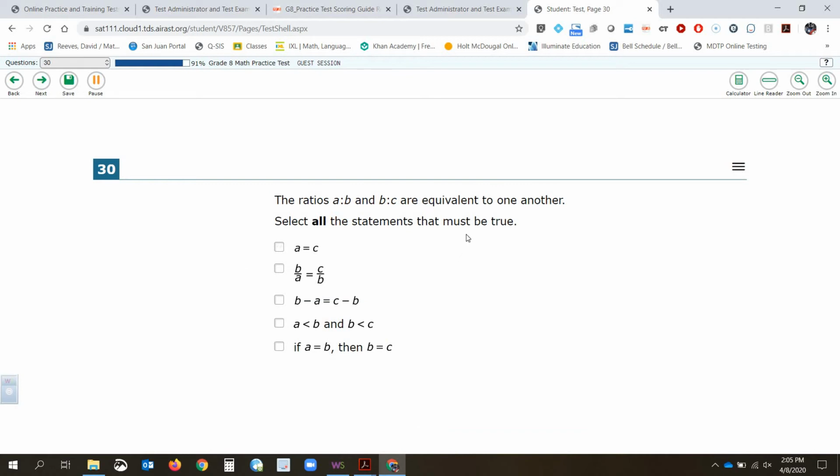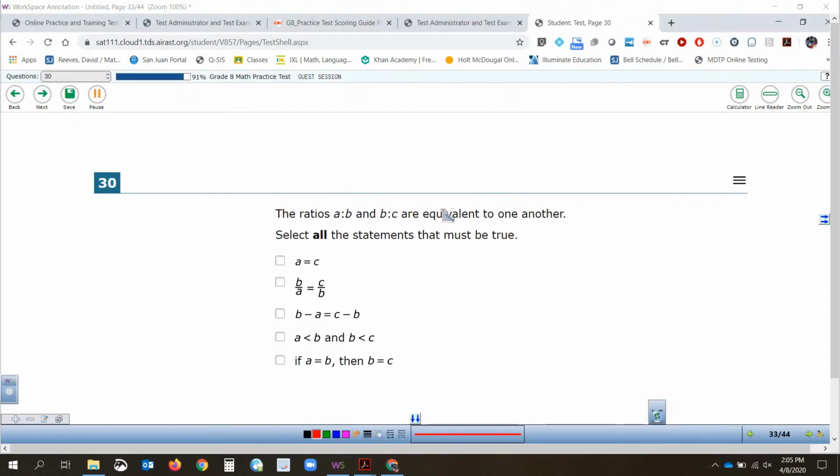Can you see the light at the end of the tunnel? All right, the ratios A to B and B to C are equivalent to one another. Select all the statements that must be true. All right, A to B and B to C are equivalent. Again, this word equivalent means that they are equal, but they look different.